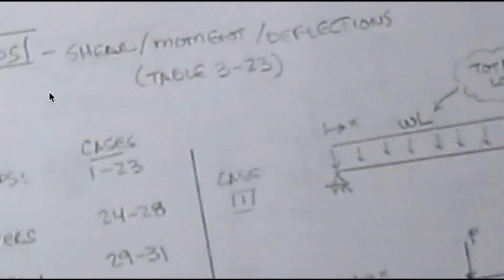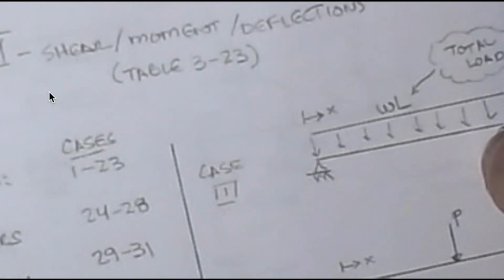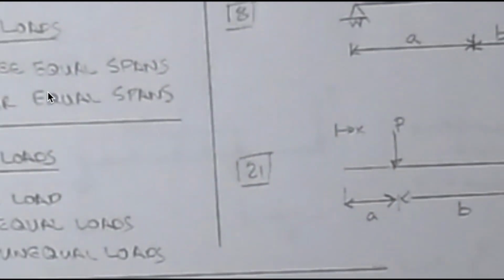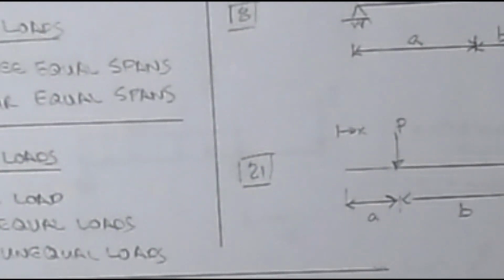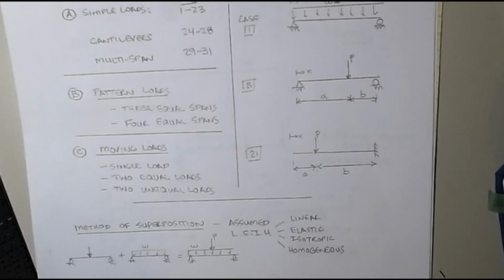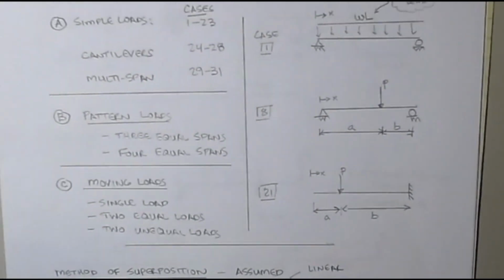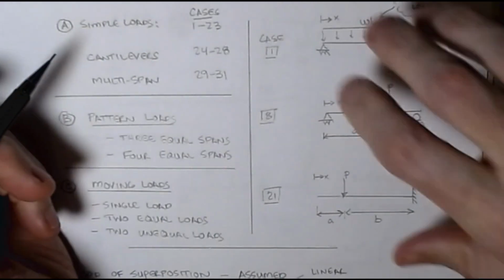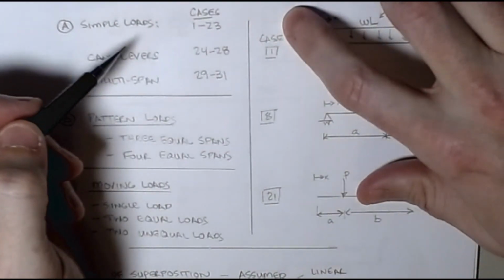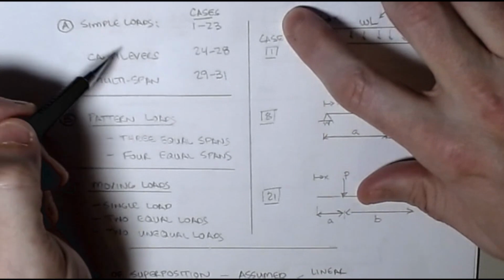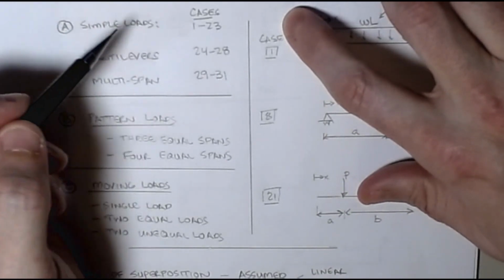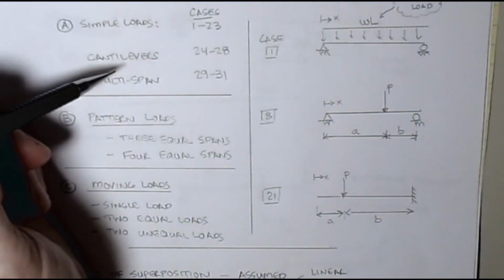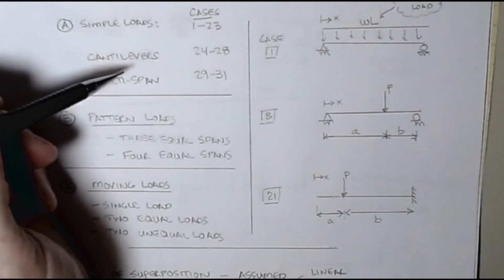Now, if we go back through and look at some of the other tables present in this, the table's broken down into about 46 different cases. The ones that are most handy are obviously the simple cases, and cases 1 to 23 cover the simple spans. Is it a uniform load? Is it a point load? And so forth and so on. They also get into some cantilever cases, which are 24 through 28.